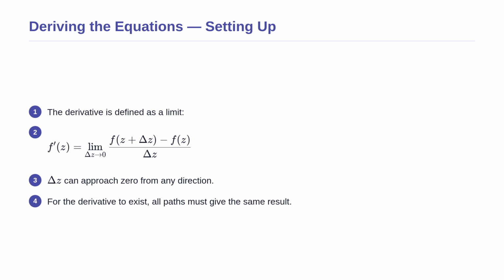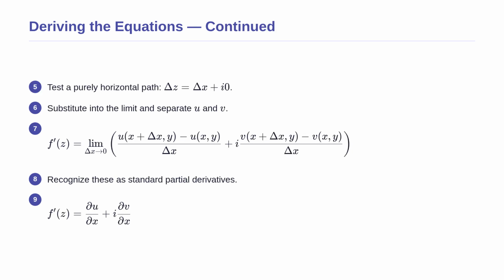In this foundational formula, f prime of z represents the complex derivative we are trying to find. Because we are operating in a two-dimensional complex plane, delta z can approach 0 from any direction whatsoever: horizontally, vertically, or diagonally. For the derivative to mathematically exist, this limit must give us the exact same final answer regardless of which path we take to get to 0. We will test two specific paths.